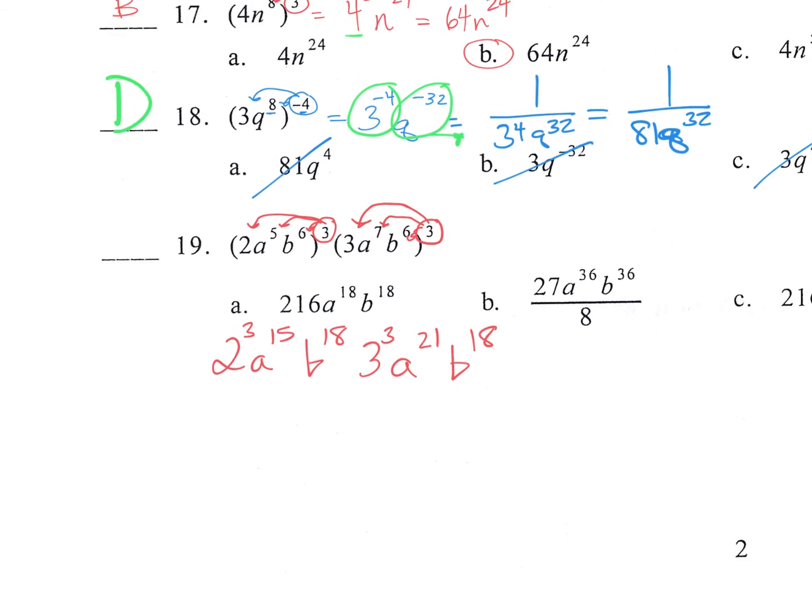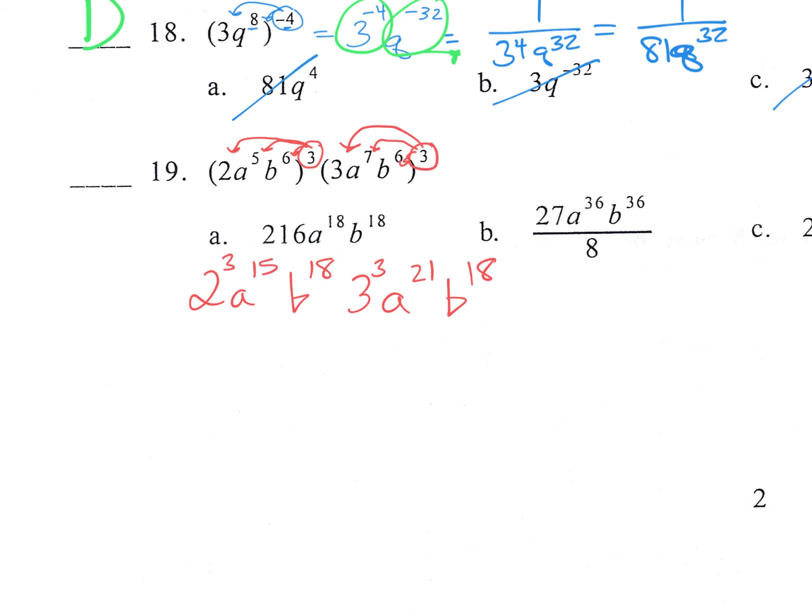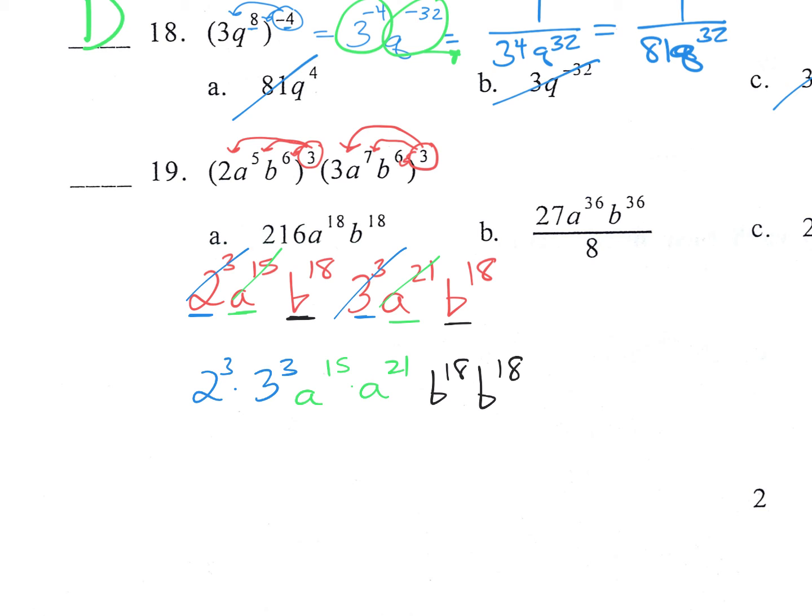So we have so many things here. It's going to be a lot of organization. So I'm going to put my numbers first: 2 to the 3rd times 3 to the 3rd. Sometimes you can cross them off as you go just to keep organized. Next, I'll do the a's: a to the 15, a to the 21. And finally, let's do the b's: b to the 18, b to the 18.